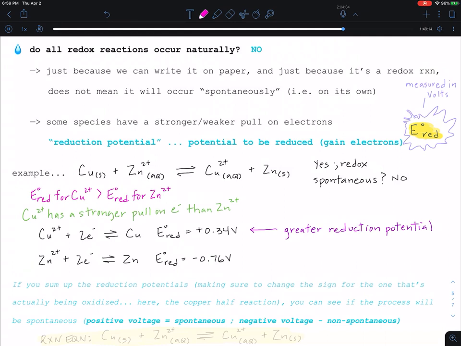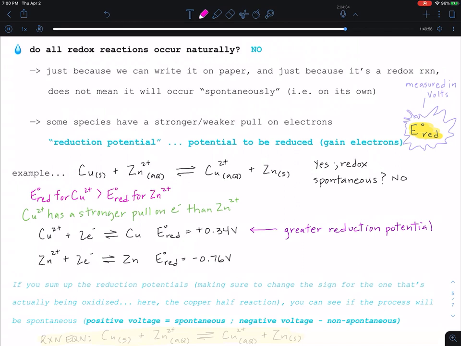The problem with the activity series is it's just super vague, right? It requires that you memorize this little chart. And who wants to do that? Nobody. So if you look up a table of reduction potentials, you get values. And you see that positive 0.34 is greater than negative 0.76. That's meaningful, right? That tells you that copper 2 plus has a greater pull on those two electrons than zinc 2 plus. If there was a tug of war between copper 2 plus and zinc 2 plus, and the two electrons were the prize, the copper 2 plus would win in a second. Just look at those values.